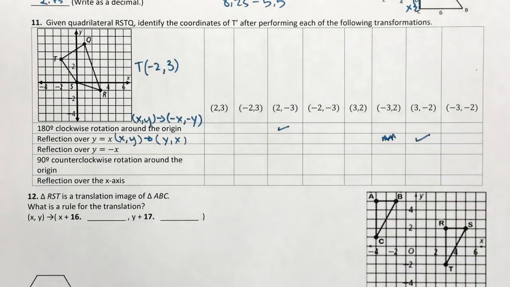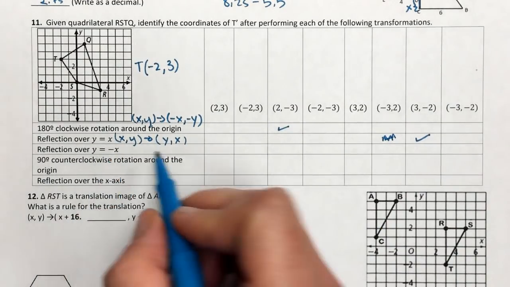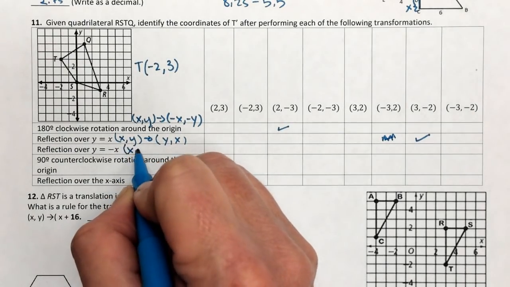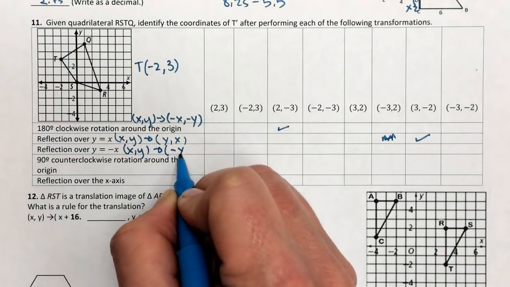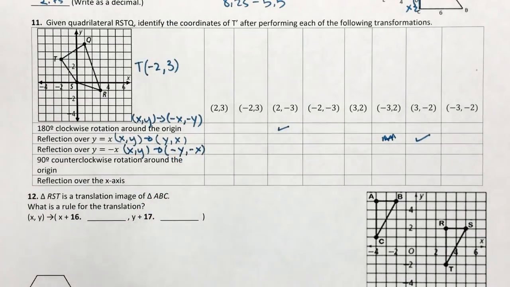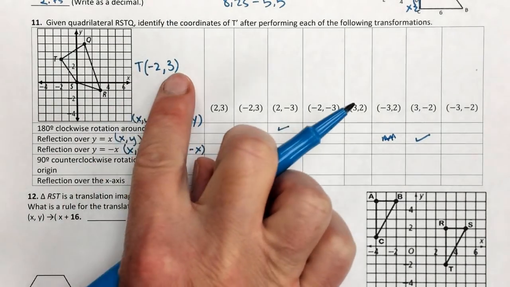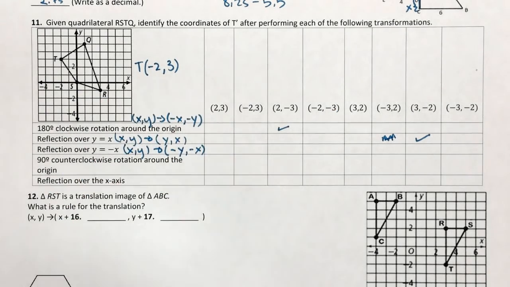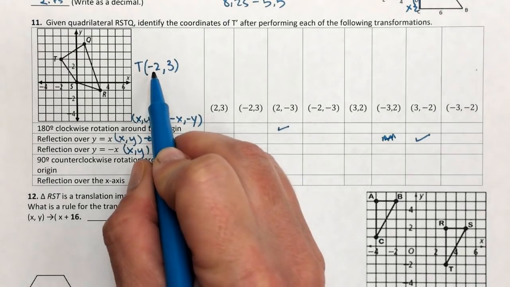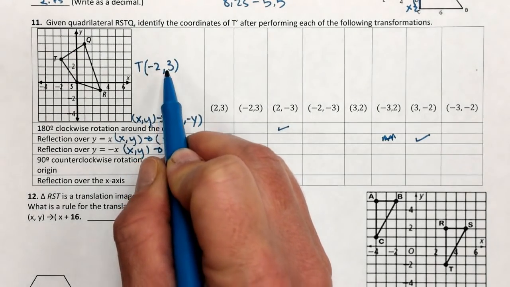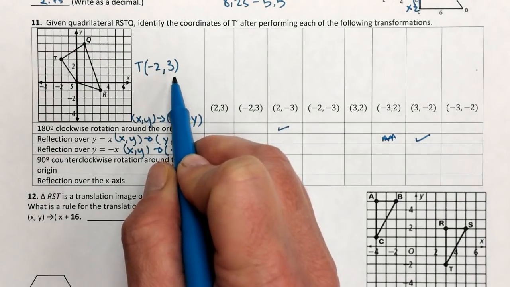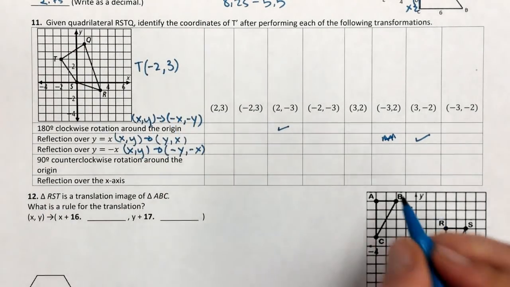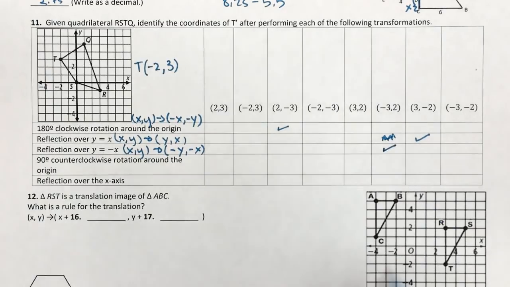It's this one. Okay. Reflection over y equals -x, so that's x, y goes to -y, -x. So that means I need to change the sign on both of these and then switch the order. So I'm going to have a +2 and a -3, and I need to switch the order. So it's going to be -3, +2, and that is this one.